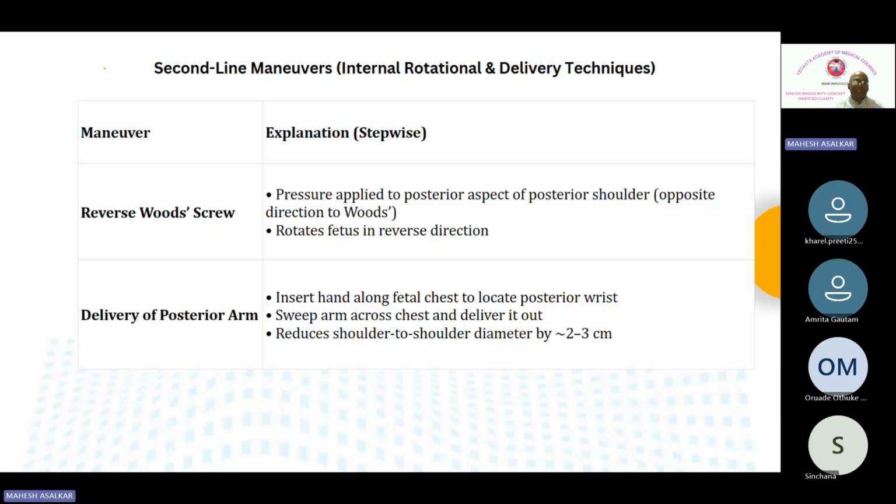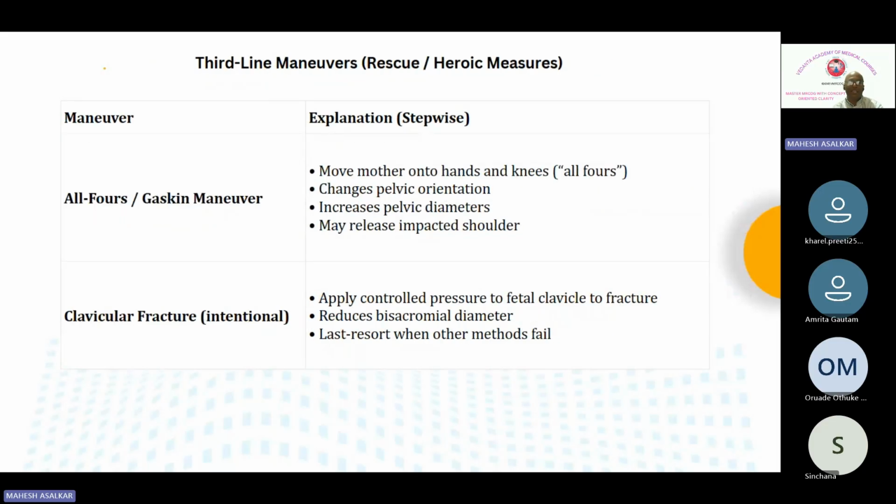The next is delivery of the posterior arm. Insert the hand along the fetal chest to locate the posterior wrist. Swim the arm across the chest and deliver it out. This reduces the shoulder to shoulder diameter by 2 to 3 centimeters, so approximately by the width of the arm, this impaction will be relieved by around 2 to 3 centimeters.